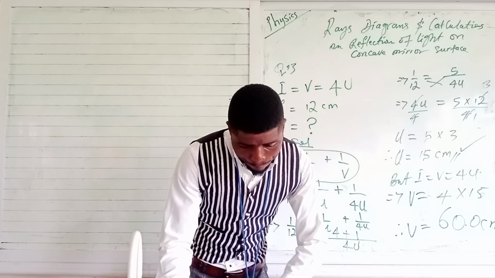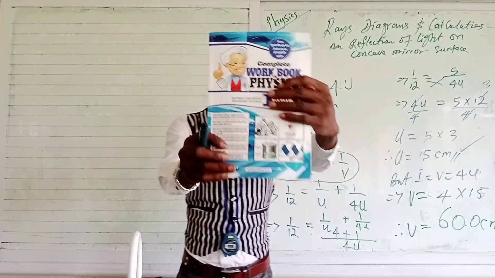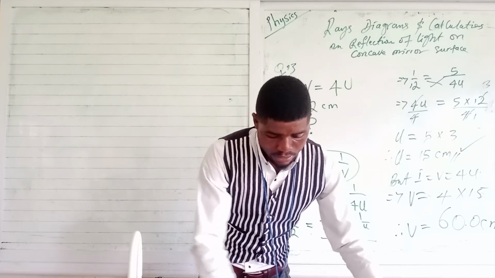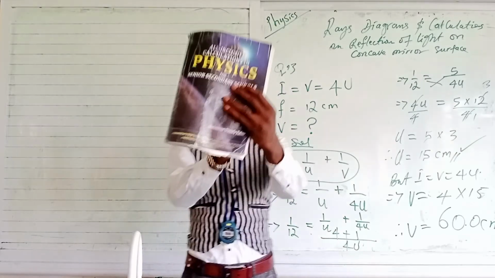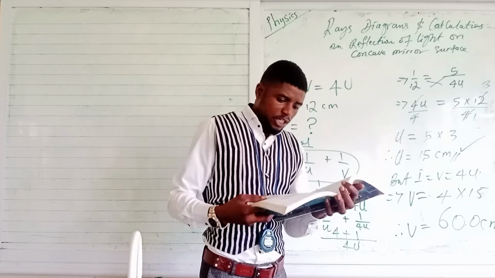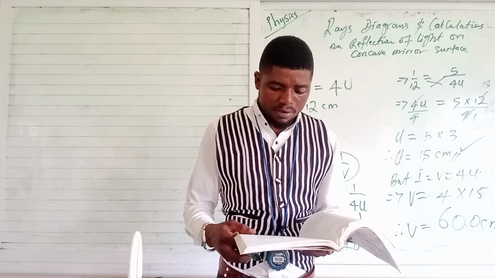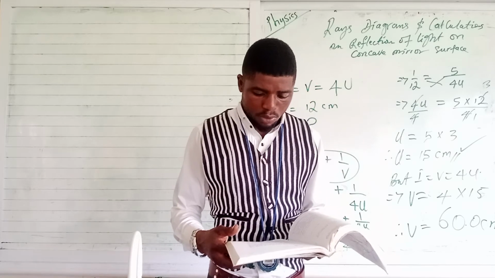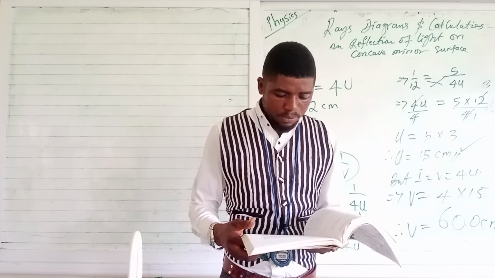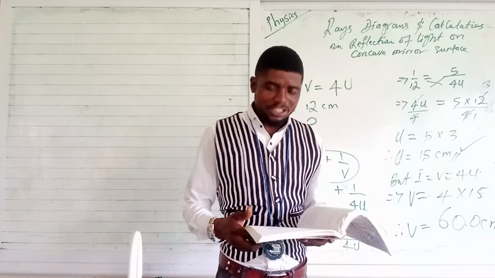I want to pick a question. I'll put this beside for now. I want to pick some questions here in my All-Inclusive Calculations in Physics. I want to pick question number 24, page 282, which reads: a concave mirror has a radius of curvature of 36 cm. At what distance from the mirror should an object be placed to give a real image 3 times the size of the object? This is a jump question.